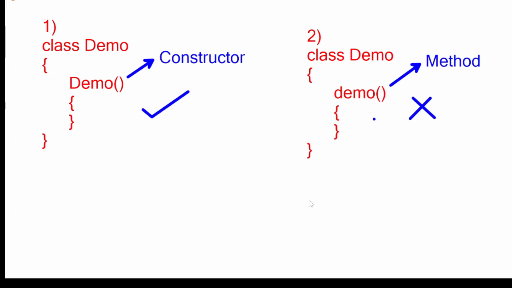Class name and method name same and no return type, that is called a constructor. But capital letter, small letter also you have to check. If you write like that, it is a constructor. If you write like this, it is a method. But a method without return type is not valid. That's why the error comes. Is it completed?